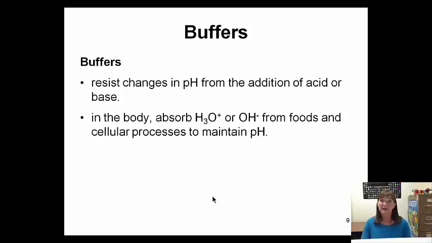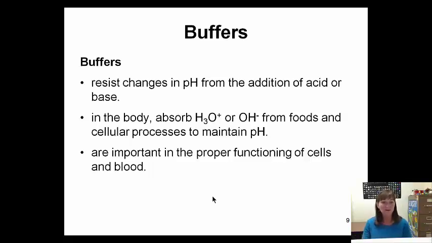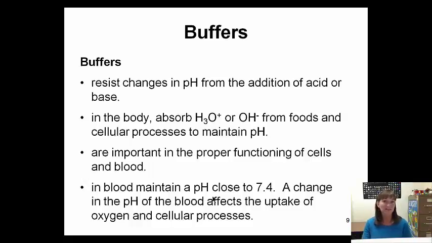Buffers in the body are going to absorb any hydronium or hydroxide that we get from food or any cellular processes in order to try to maintain a pH. Different parts of our body have different pH values that need to be held fairly constant. So we have a lot of different buffer systems in our body. For example, blood has a pH of 7.4, so we're going to have a buffer system in the blood trying to maintain that pH. So buffers are important in proper functioning of cells and in blood.